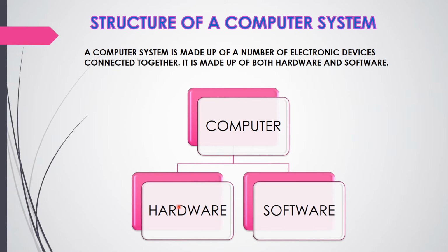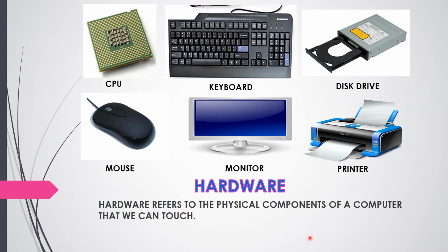Now let's learn about the structure of a computer system. A computer system is made up of a number of electronic devices connected together. It is made up of both hardware and software. Now what is hardware? Hardware refers to the physical components of the computer that we can touch. For example, CPU, keyboard, disk drive, mouse, monitor, printer, all these are hardware which we can touch.